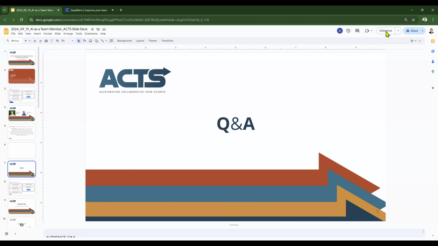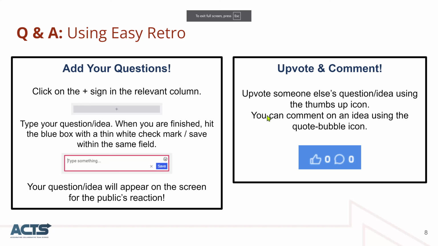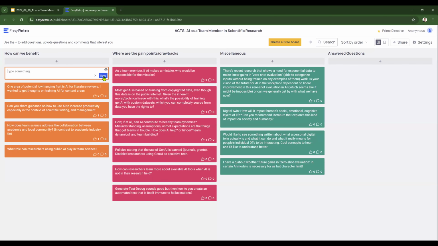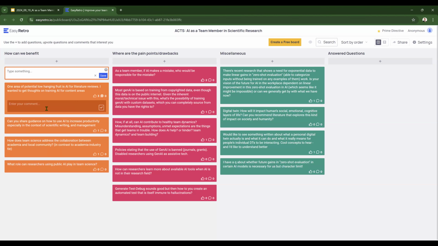Yeah, absolutely. So once you have the Easy Retro board open, you are simply going to click on the plus sign in the relevant column, type your idea, and when you're finished, hit the blue box with a thin white check mark and save within the field. You can then see your idea appear on the screen for the public's reaction. You can also upvote someone else's idea using the thumbs up icon and comment on another idea using the quote bubble icon. So we have some great ideas that are going to get us started here, but feel free to react to other comments and upvote them as well.